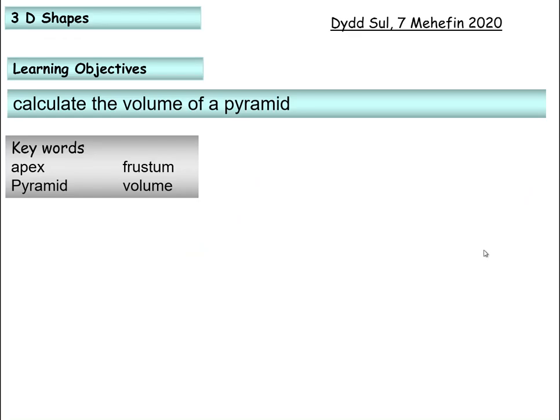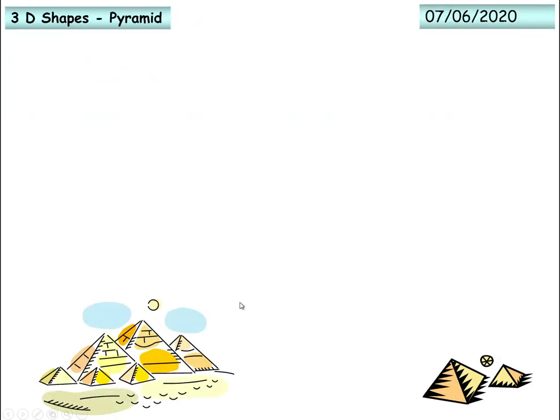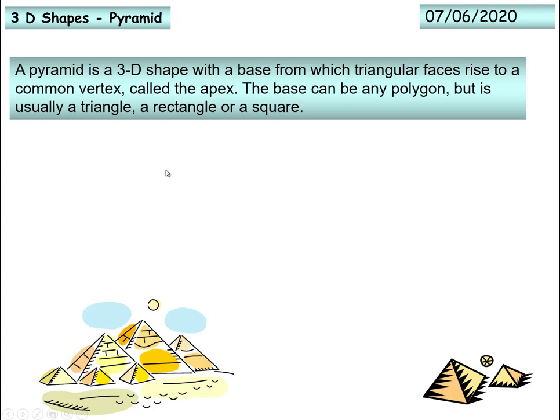Okay, so we're also going to calculate the volume of a pyramid. So as before, make some notes. Click pause, write the notes down. Yes, you have to write the date again in Welsh. Good. Off you go. And we've got a pyramid this time. So it's got triangular faces, all rising to an apex. And the base is usually a triangle, rectangle, or a square.